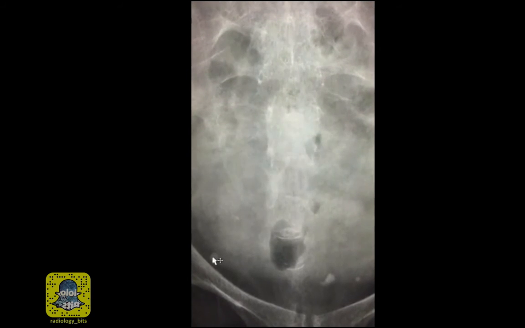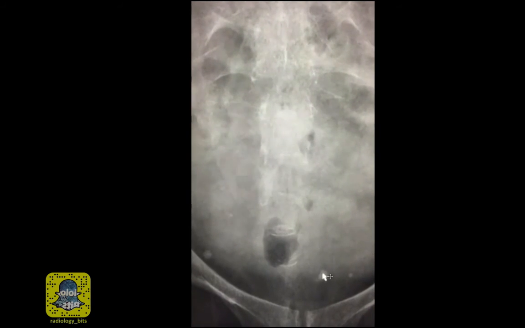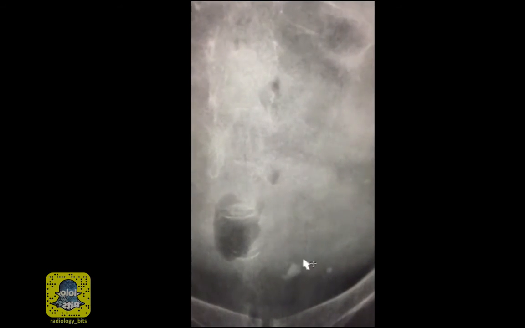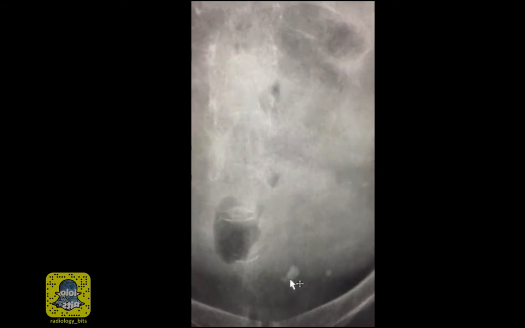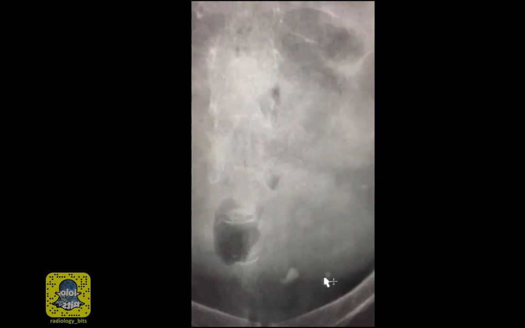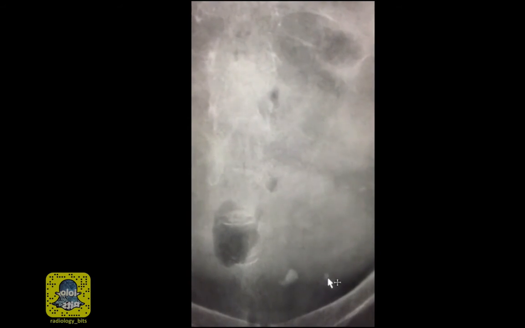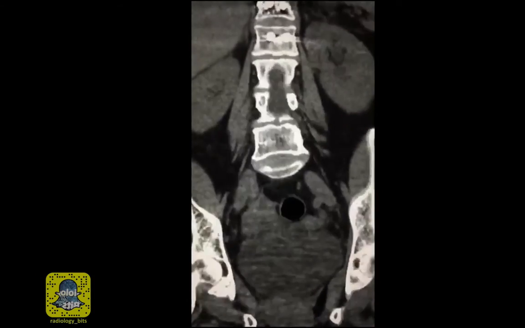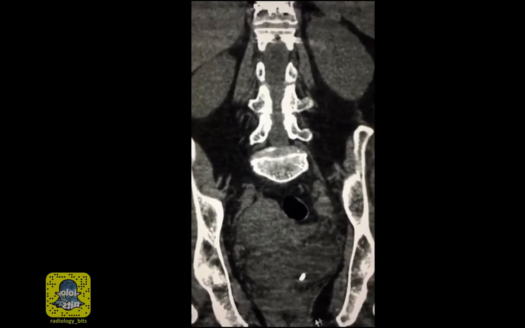So this here is a phlebolith, which looks different than this calcific density, which is elongated, irregular, and larger in size. And you write if you suspect this to be a urinary bladder stone, compare that to the smaller phlebolith here. And here's the correlative CT on the same patient, showing you that stone in the urinary bladder.